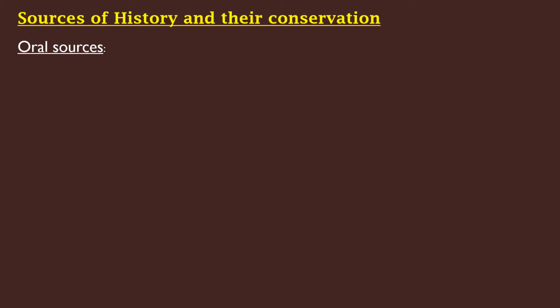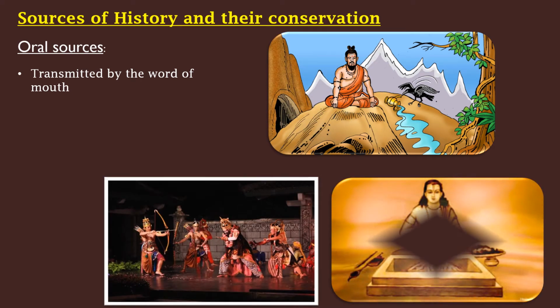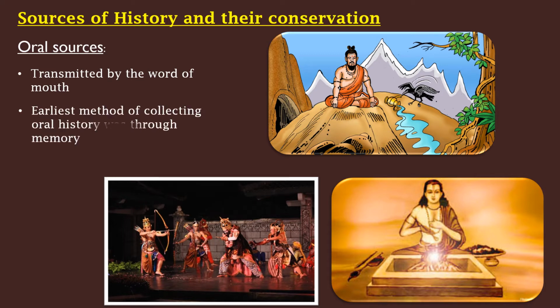Now, oral sources of history like folk literature, the lore, that is, traditional knowledge and beliefs of cultures having no written language. It is transmitted by word of mouth and consists of prose narratives, poems and songs, myths, dramas, rituals, proverbs, riddles, and the like. Until about 4000 BCE, all literature was oral. The earliest method of collecting oral history was through memory. With the loss of elders who were willing to preserve and pass along these histories, cultural memories began to vanish.